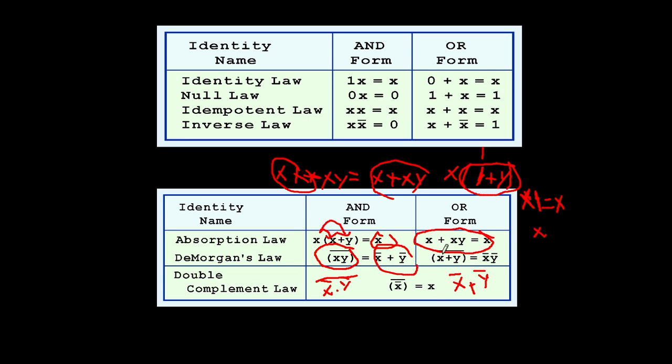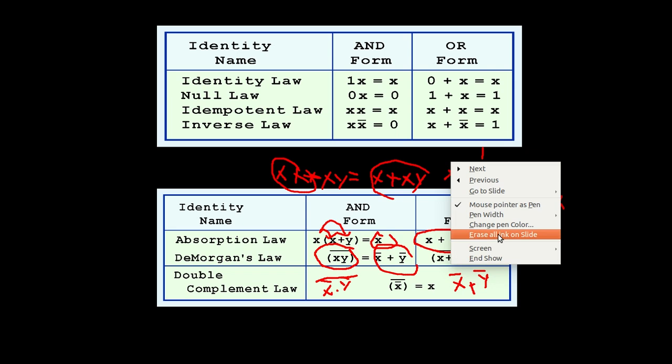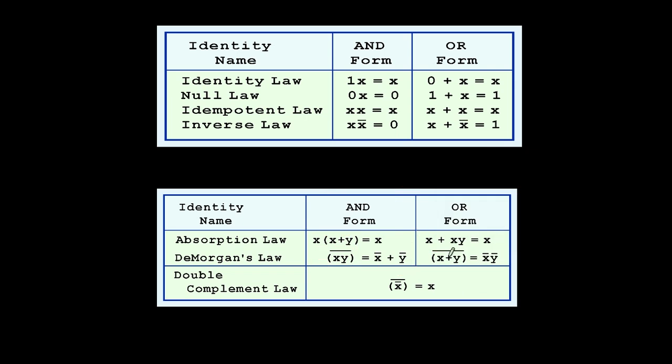So if I had an OR, this is an OR, we distribute the complement, and I change the sign to AND, which is this. This De Morgan is really important.